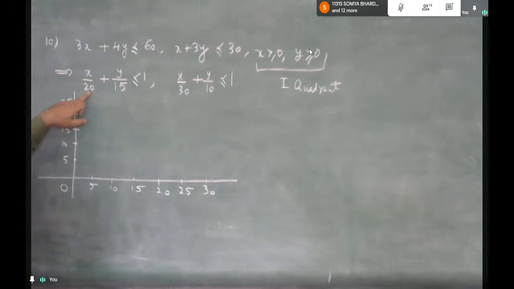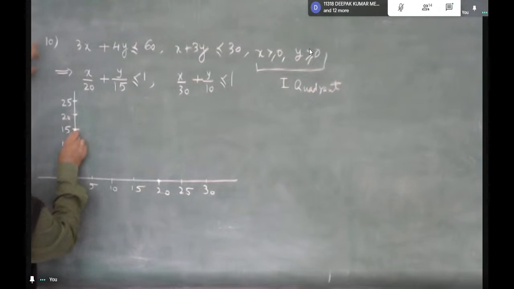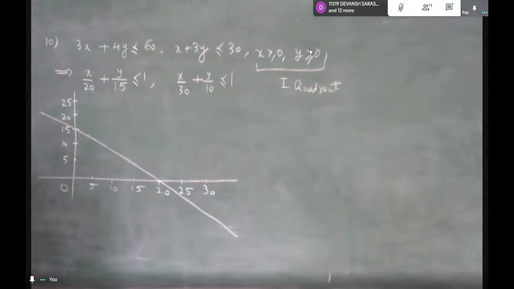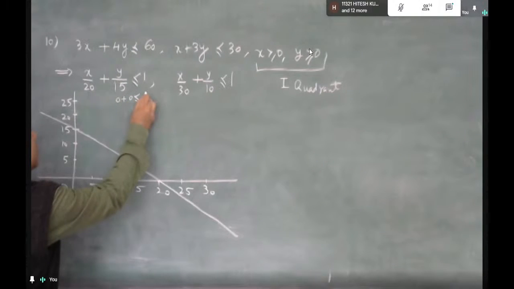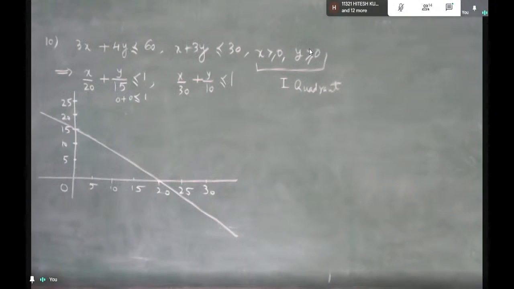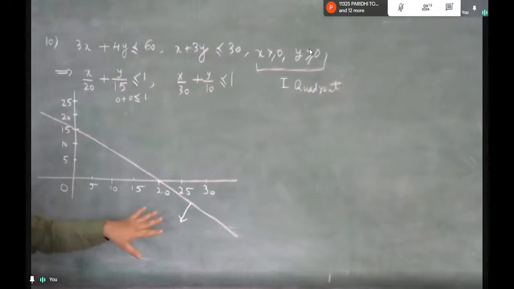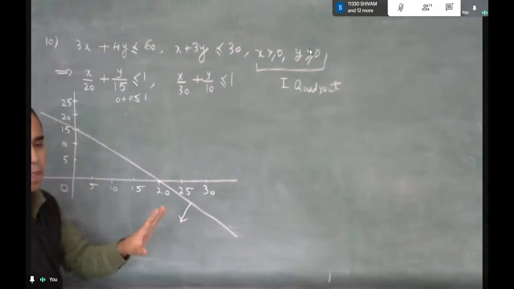The first line on x-axis it meets at 20 and y-axis it meets at 15. So join them. Less or equal to 0, 0 will satisfy this, means origin side should be shaded. Below the line should be shaded. Do not make the whole thing shaded, only one arrow you mark just for the understanding.